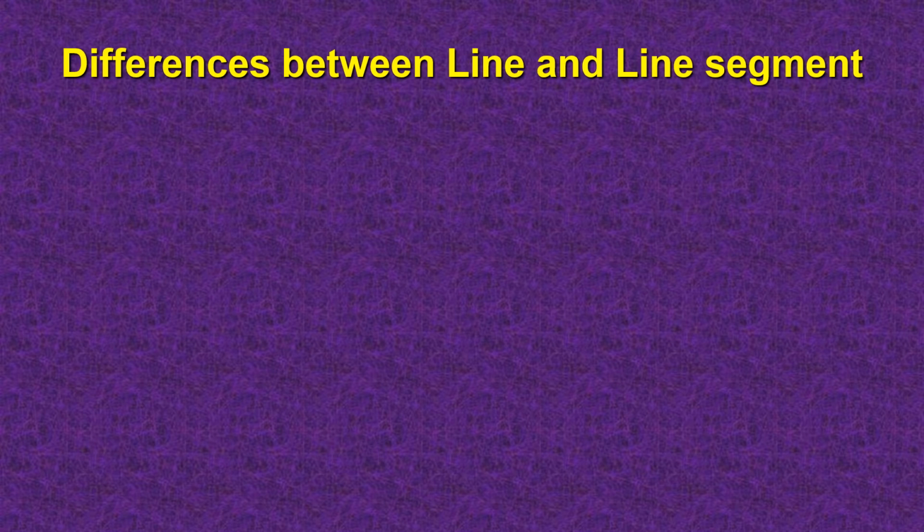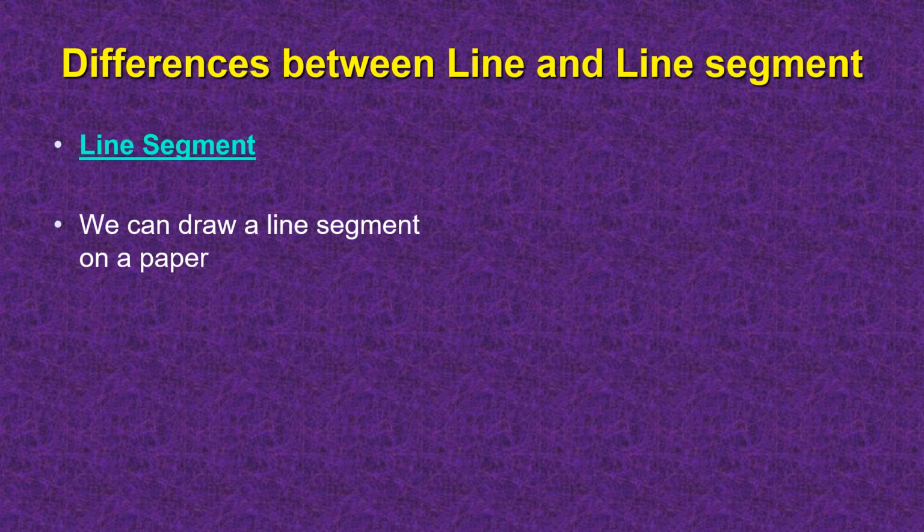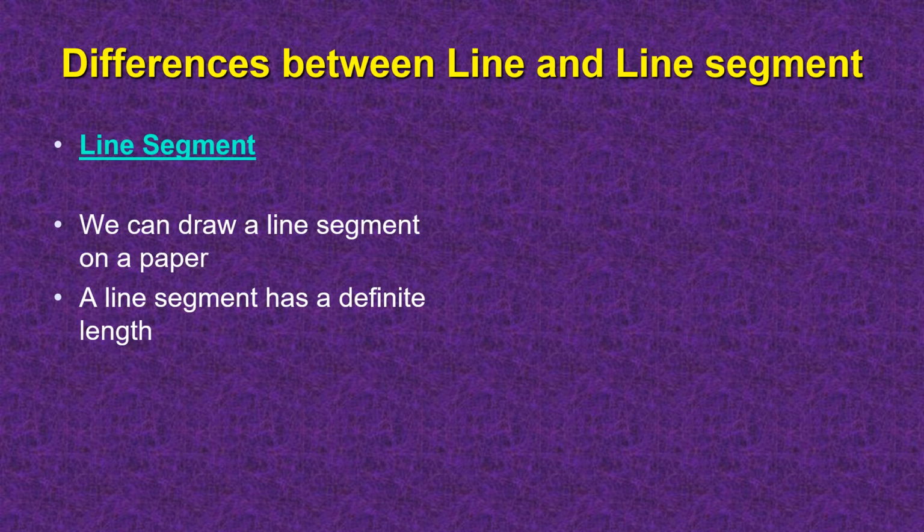Now let us study the differences between a line and a line segment, right? A line and a line segment. Let's take the example of a line segment first. A line segment, we can draw it on a paper because it has a finite length. We know its length is fixed, so we can draw it on a paper. A line segment will have two endpoints, a starting point and an ending point.